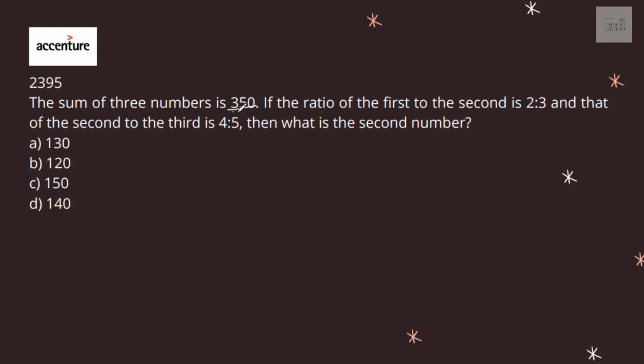The sum of three numbers is 350. If the ratio of the first to the second is 2:3, and that of second to the third is 4:5. So that means we need to find the joint ratio, and the easiest process to find joint ratio is 2 into 4 is 8, 4 into 3 is 12, and 3 into 5 is 15. This is the combined joint ratio of first, second and third number.